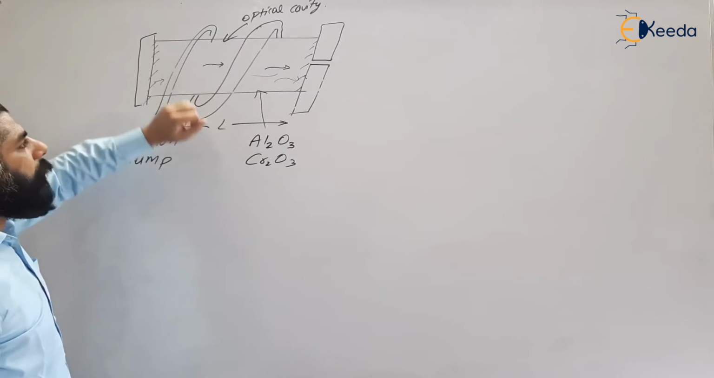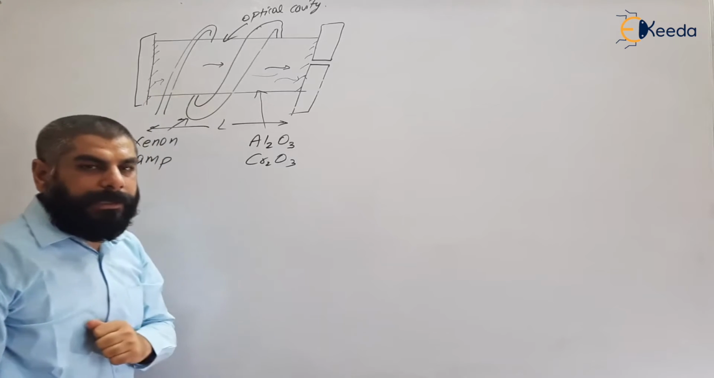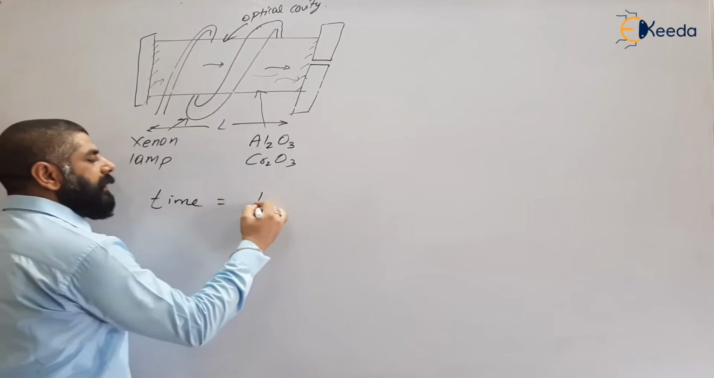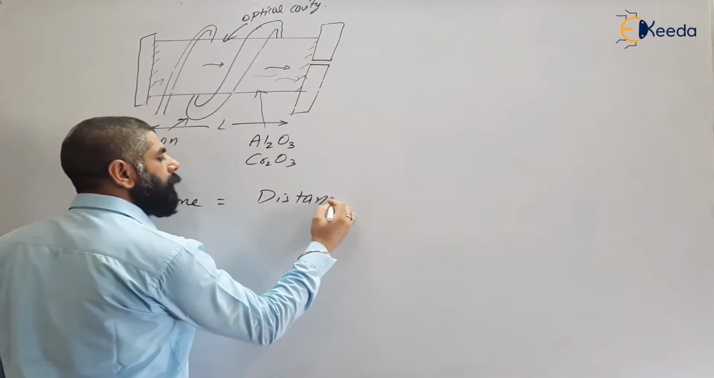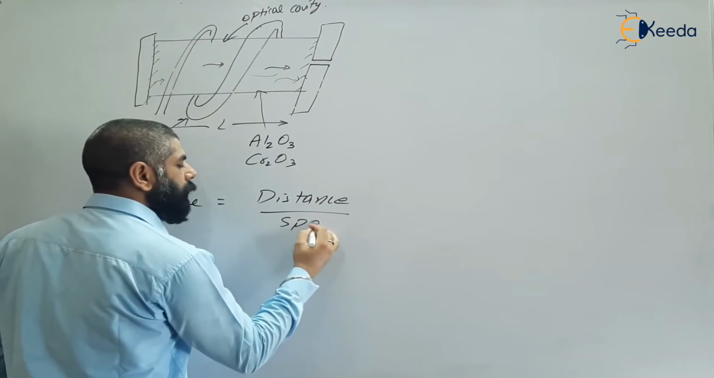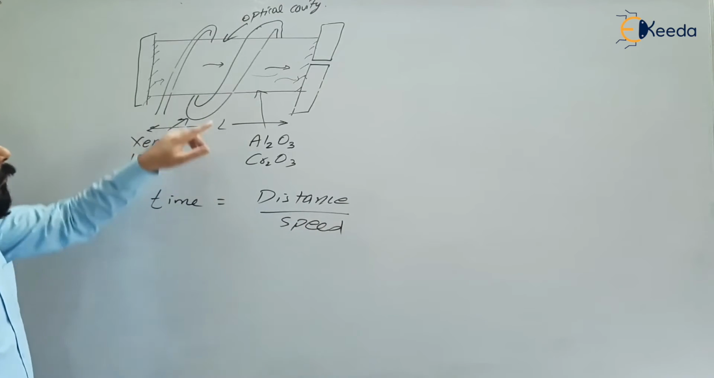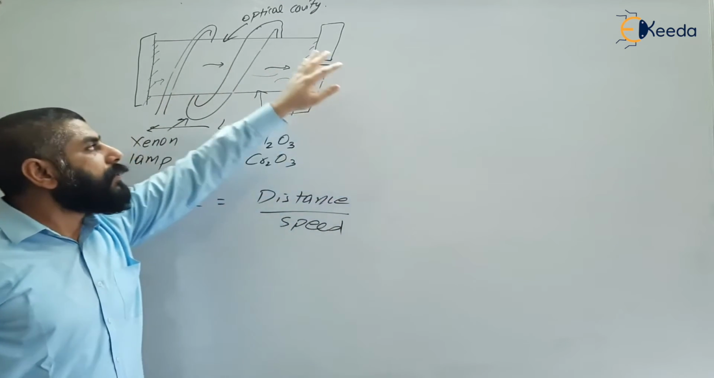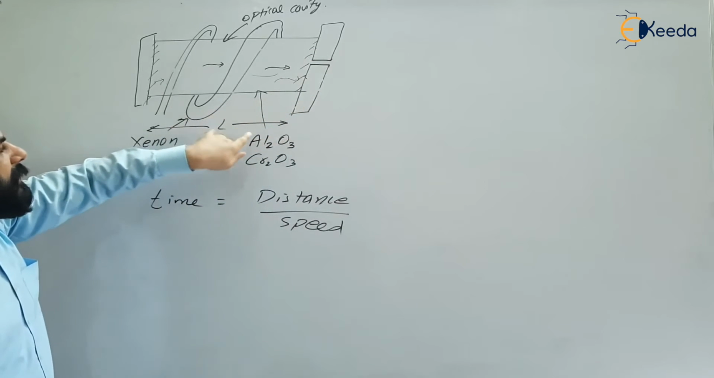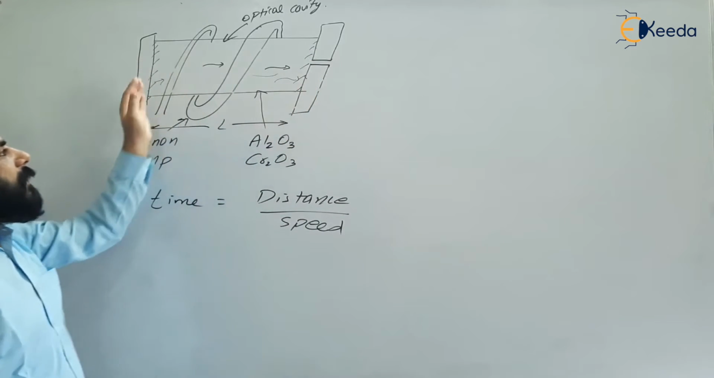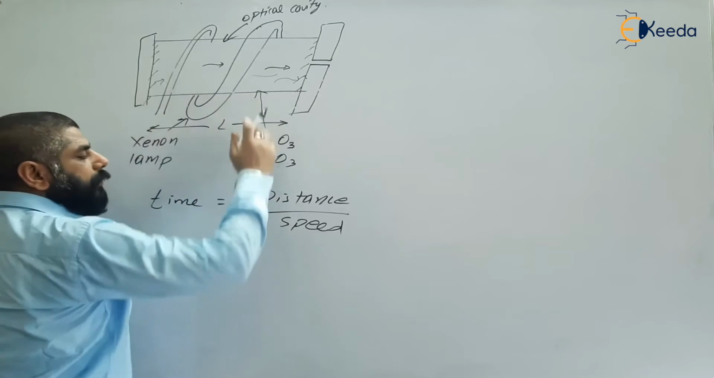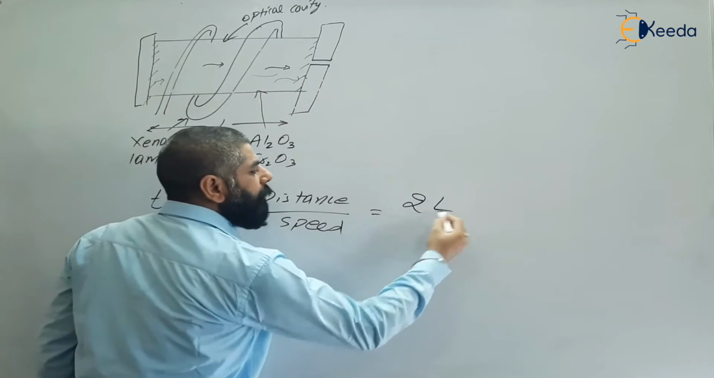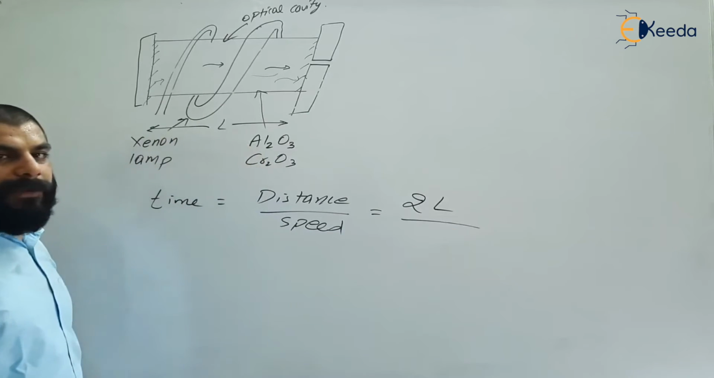Now we have to derive the formula for longitudinal mode separation. What is time? Time is nothing but distance upon speed. How much distance do the photons travel before coming out of the laser? The distance traveled is first L and then it will trace back twice. So the total distance covered by the photon is 2L, divided by speed. What is the speed of light?